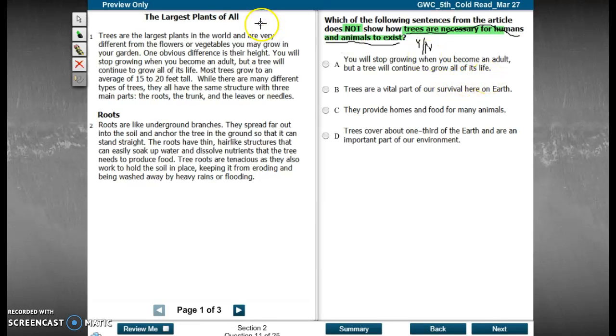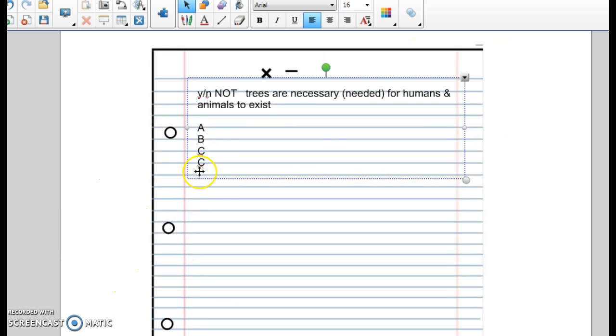all of its life. Okay, first of all, they're talking about you here. Does that prove that trees are necessary for humans and animals to exist? A tree will continue to grow all of its life. Does that prove that we need trees in order to exist? I don't think so. So I'm going to give that an N on my loose leaf.